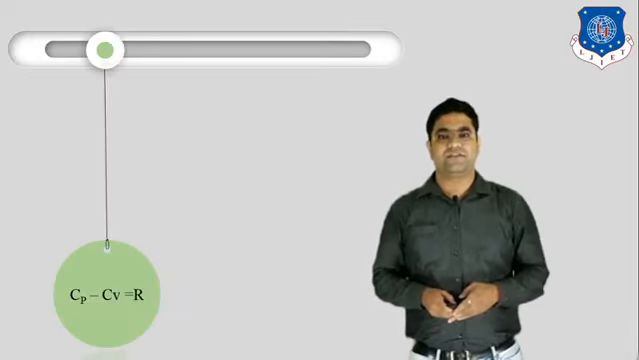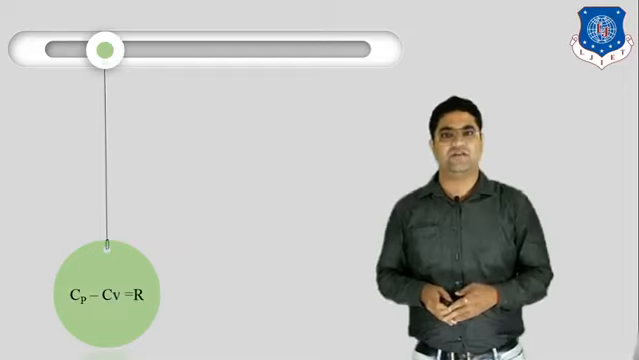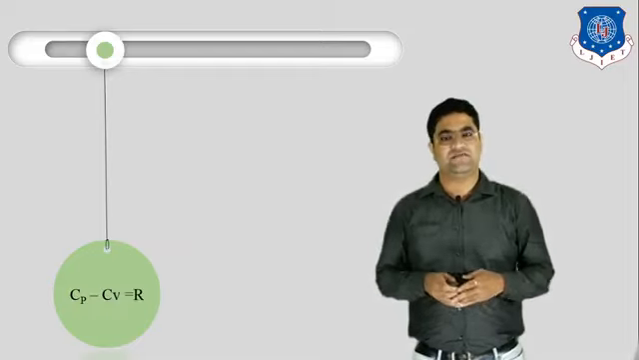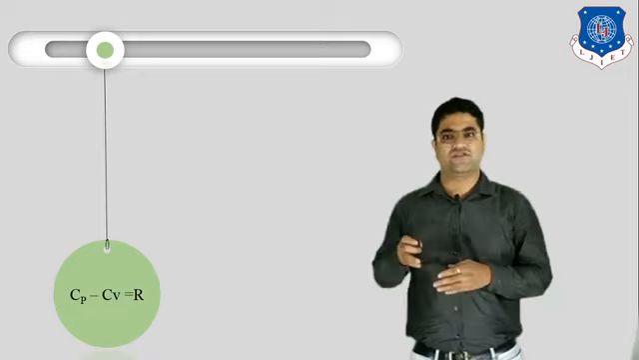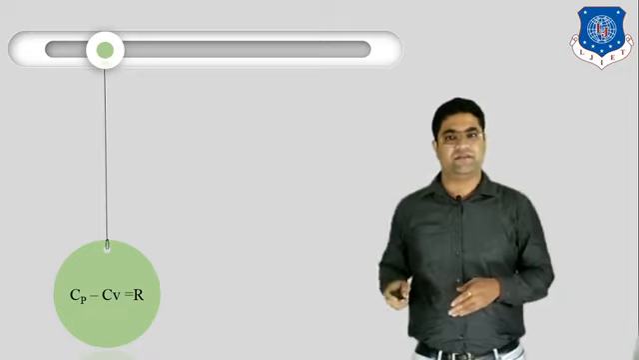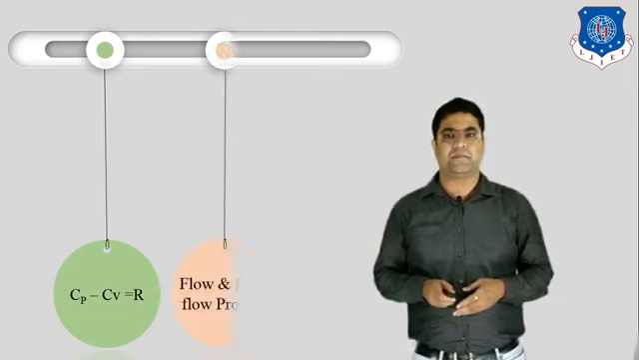Today we are going to start our new topics of chapter number 3. First we will prove the equation of Cp minus Cv equals R, that is also known as Mayer's equation. So first of all we will derive this equation, that is Cp minus Cv equals R.